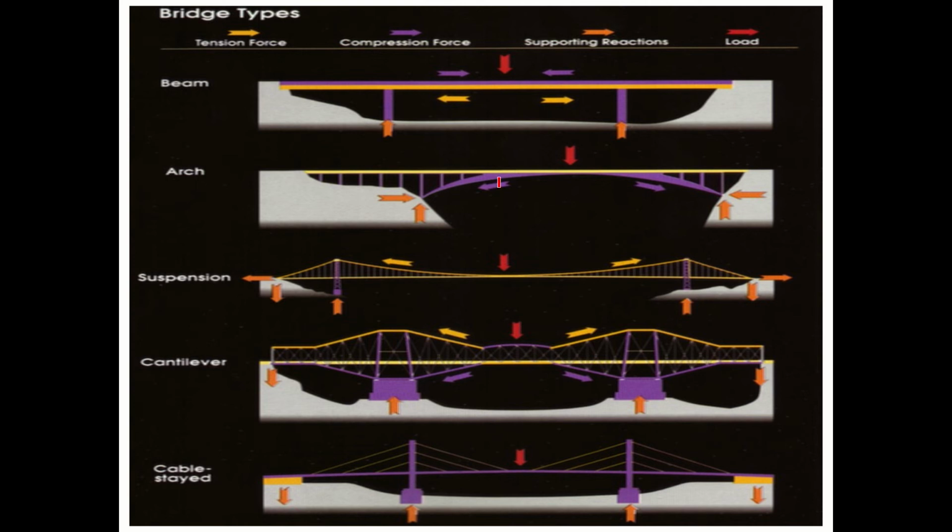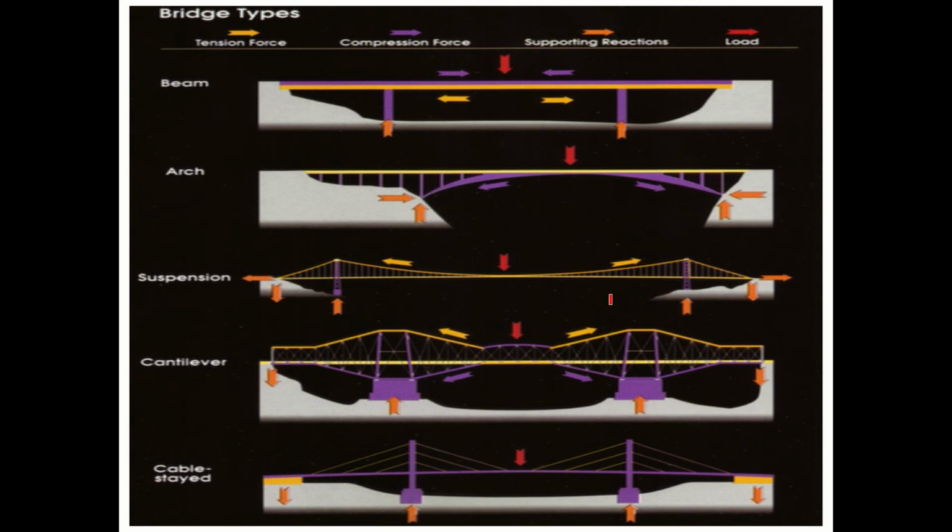There is only compression in the arch. You can see no tension in the arch, right? There are reactions at the supports and the applied load. The suspension bridge, in the cables there is tension, there is a reaction under towers and at the abutments, right?